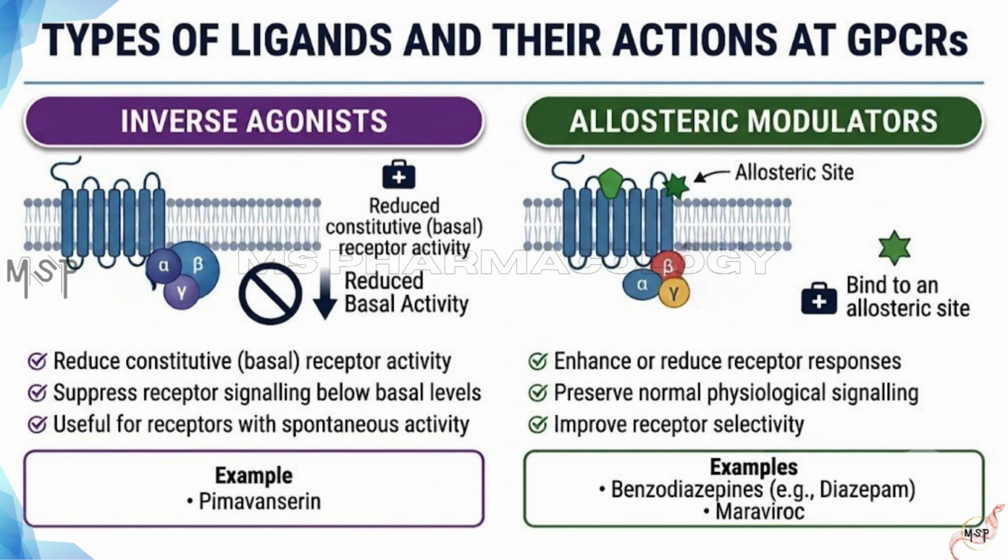Allosteric modulators. In contrast to agonists and antagonists, allosteric modulators bind to a site different from the primary ligand binding site, known as the allosteric site. Rather than directly activating or blocking the receptor, they enhance or reduce the receptor's response to its natural ligand. This approach often provides greater receptor selectivity, preserves normal physiological signaling, and may reduce adverse effects.